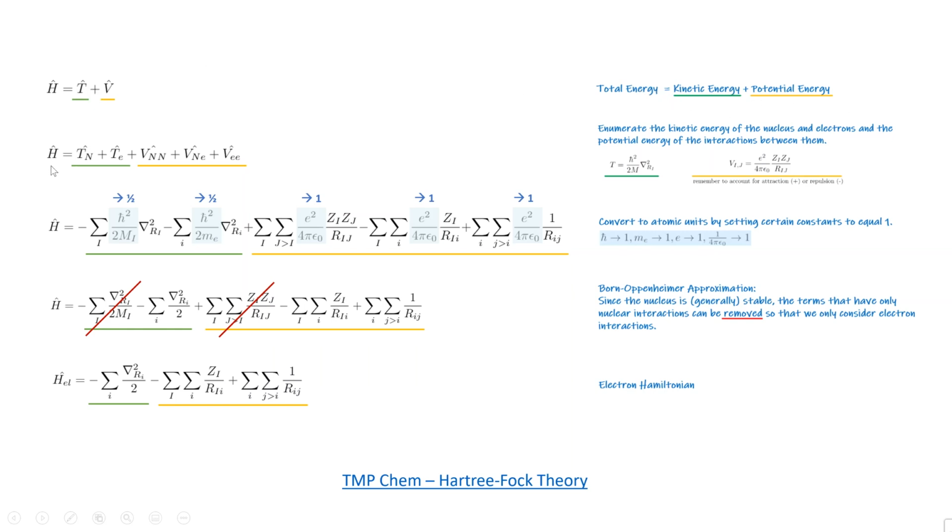And so we can break that up for an atom into the kinetic energy of the nucleons, so the particles in the nucleus, and the electrons. And then we add the potential energy of all the possible interactions. So the nucleons can interact with each other, the nucleons can interact with the electrons, and the electrons can interact with each other. This is the part that makes everything difficult and complicated, but we'll come back to that.